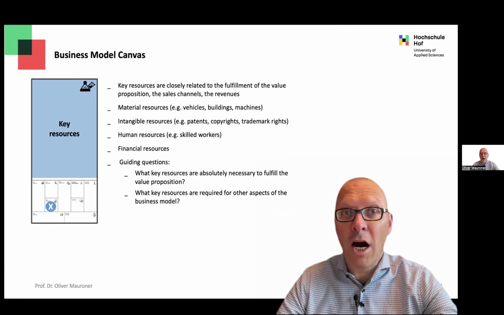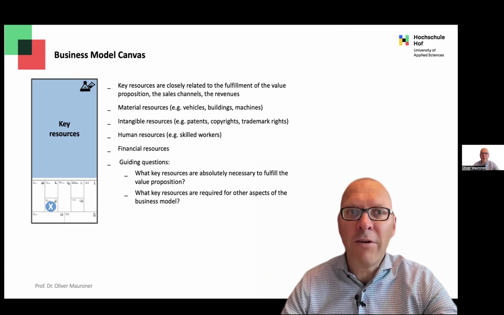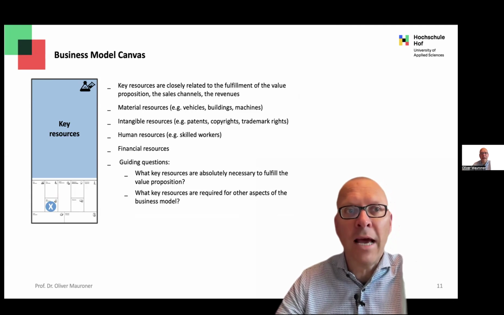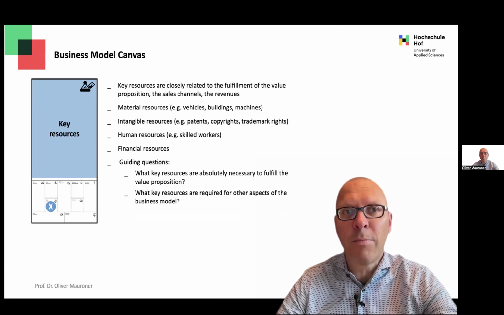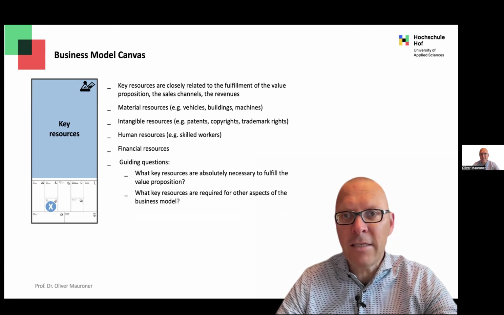Key resources are the relevant assets of a company. So assets which are closely related to the fulfillment of the value proposition, the sales channel, or the revenue streams. So these can be physical assets or material assets, but they can also be intellectual property, intangible assets like trademarks and patents, but also human resources or financial capital as an asset. Identifying these assets, the key resources, ensures a company or firm has everything necessary to successfully act on the market.